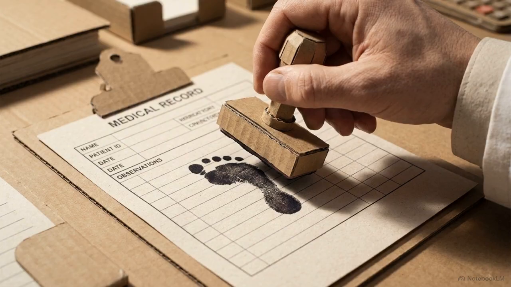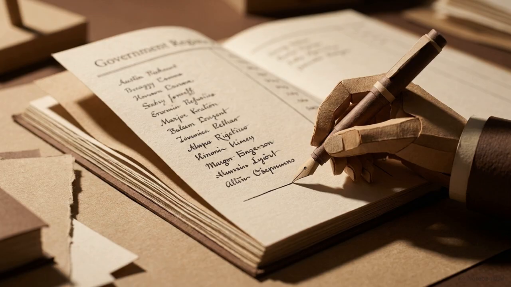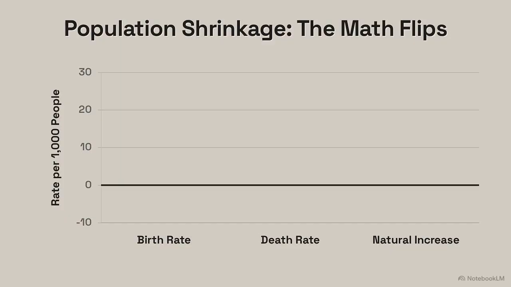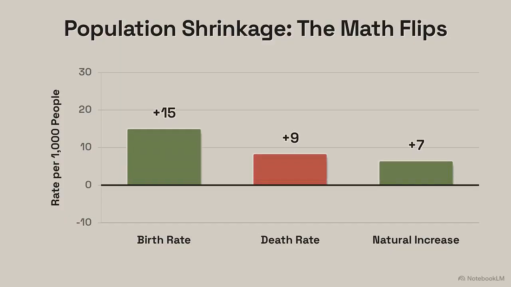This is the number of live births for every 1,000 people in a year. Right next to it is the death rate, the number of deaths for every 1,000 people in that same year. Subtracting the death rate from the birth rate gives the natural increase, the math of who arrives and leaves.